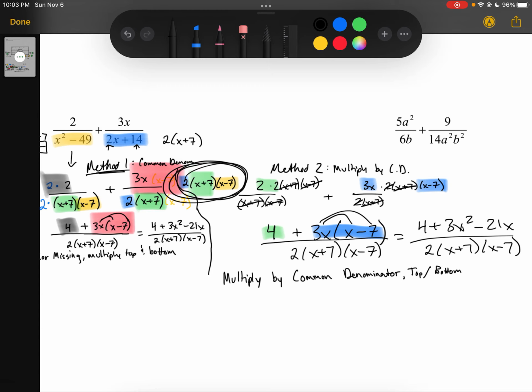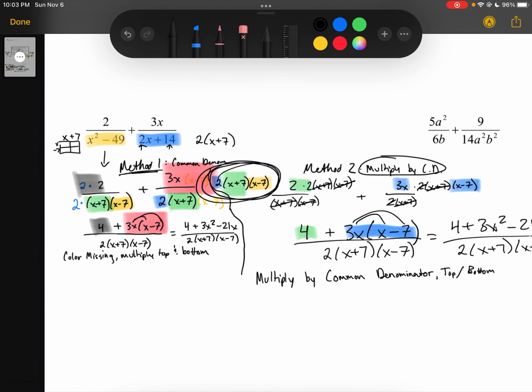So hopefully this helps for today. Basically, the big idea here is determine your common denominator and then see, would you rather just multiply the tops by that common denominator, or would you rather set all of your terms with the same common denominator and then go through and solve from there? So a challenging skill today working with fractions.